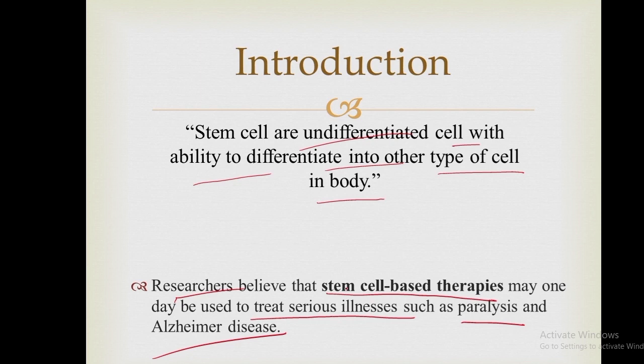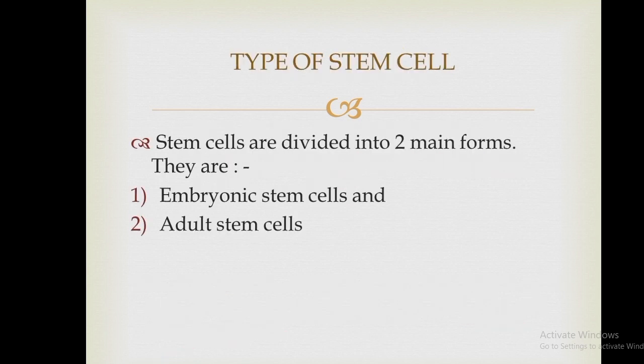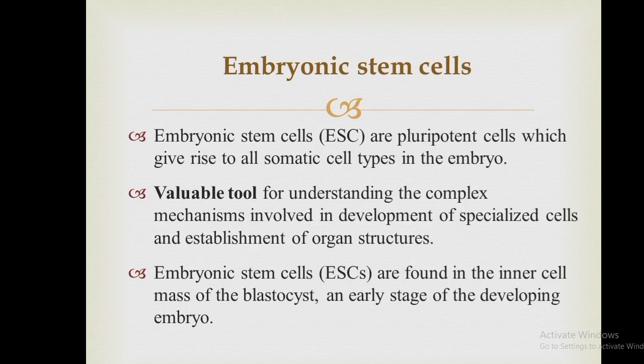After the introduction about stem cells, we need to understand the types of stem cells. Stem cells are mainly divided into two types. The first one is embryonic stem cells and the second is adult stem cells. So first we will discuss what an embryonic stem cell is.